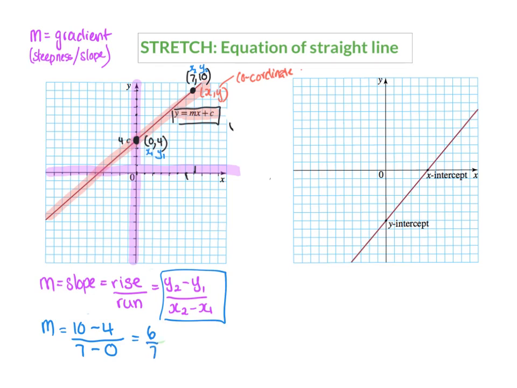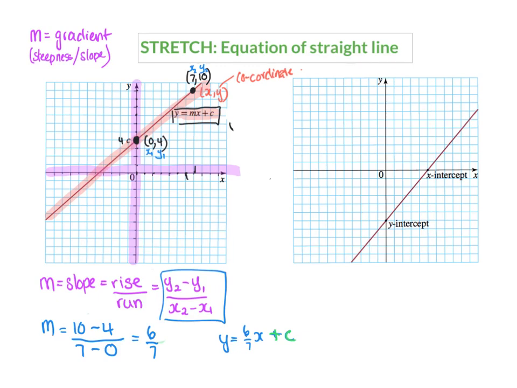So I know if I was writing this equation out, it would be y equals 6 over 7x, and then I'd have to find this plus c. So I still have to find what this is, but I know the gradient is 6 over 7. It can be a fraction.